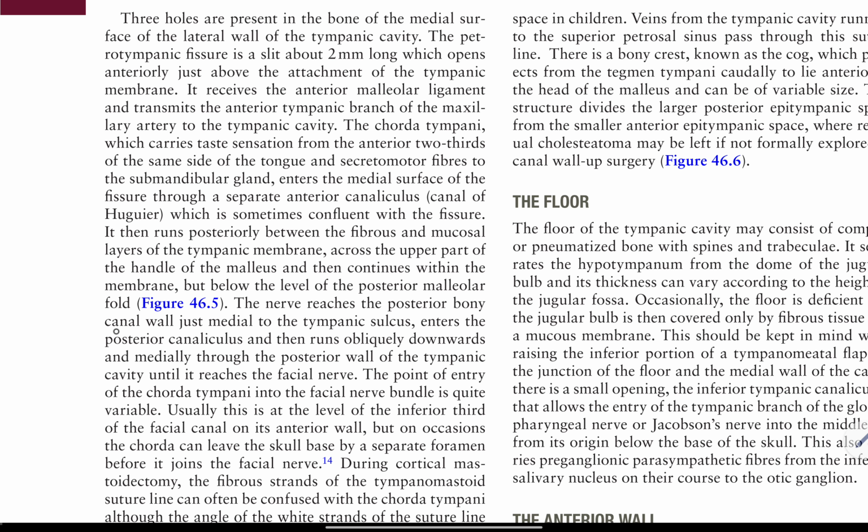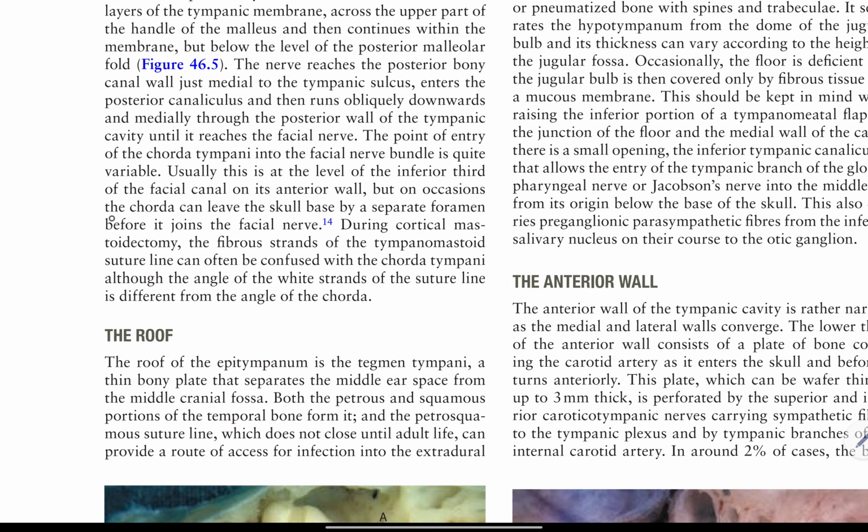The point of entry of the chorda tympani into the facial nerve bundle is quite variable. Usually, this is at the level of the inferior third of the facial canal on its anterior wall, but on occasions, the chorda can leave the skull base by a separate foramen before it joins the facial nerve. During cortical mastoidectomy, the fibrous strands of the tympanomastoid suture line can often be confused with the chorda tympani, although the angle of the white strands of the suture line is different from the angle of the chorda.